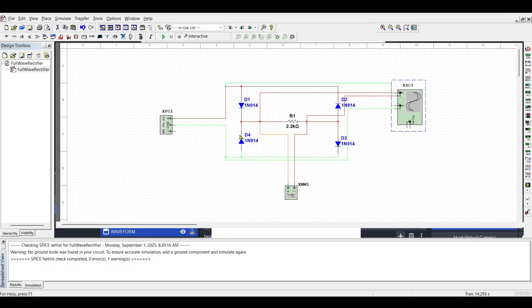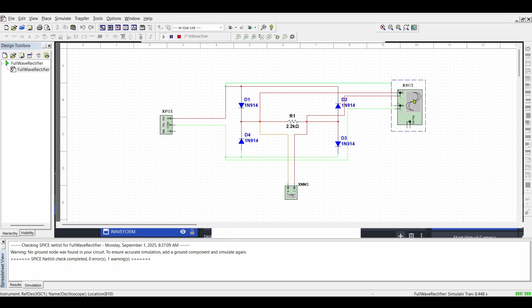Notice D1 and D4 have their cathodes facing each other, and D2 and D3 have their cathodes facing away from each other. R1, the 2.2K ohm resistor, is where we're measuring our pulsating DC voltage off of. When we go to run the schematic, our function generator is producing 100 hertz with a 5 volts peak.